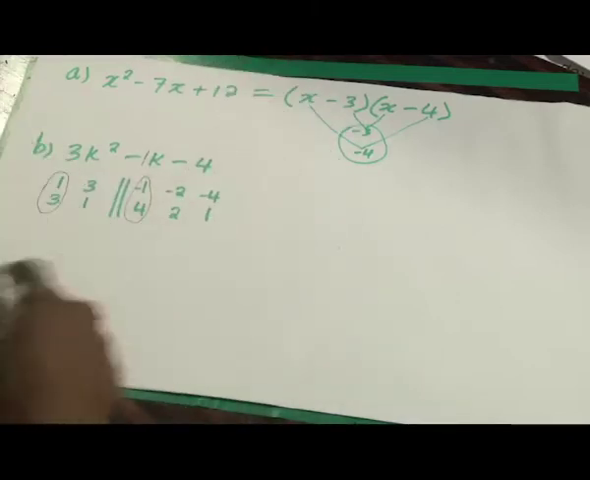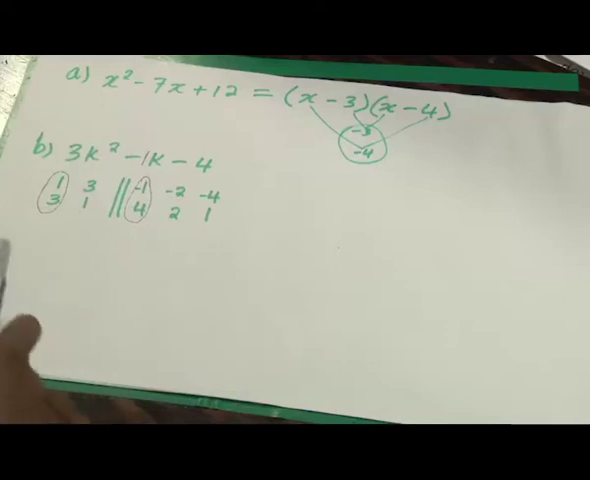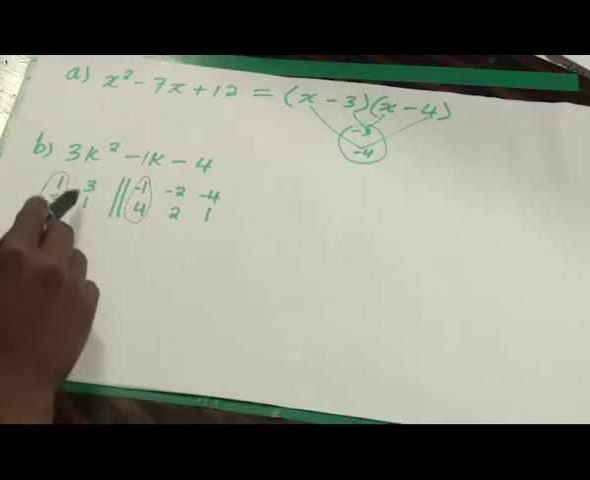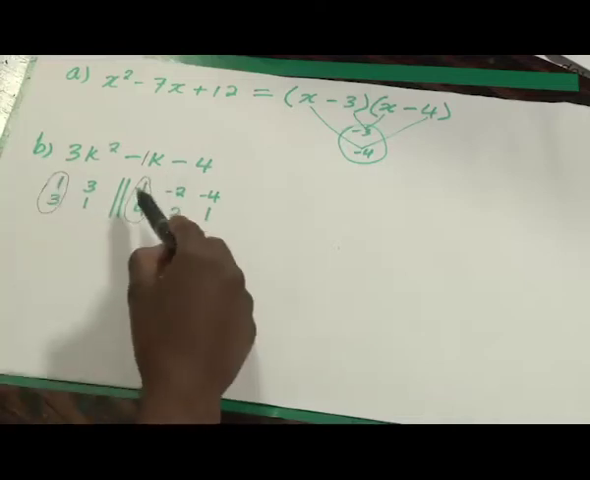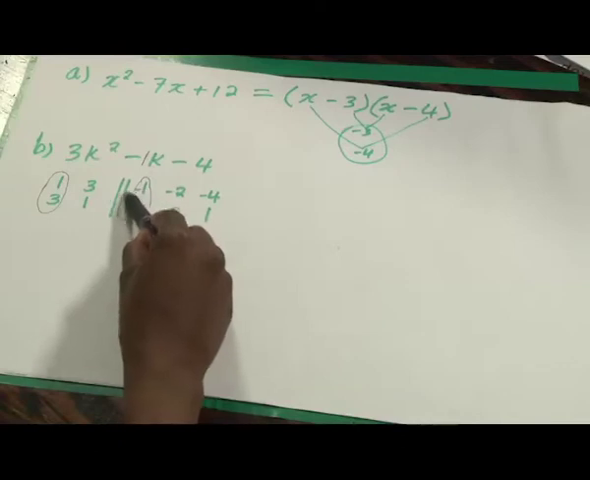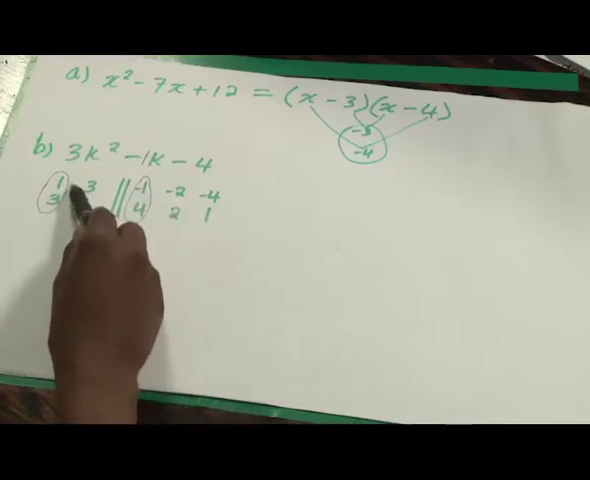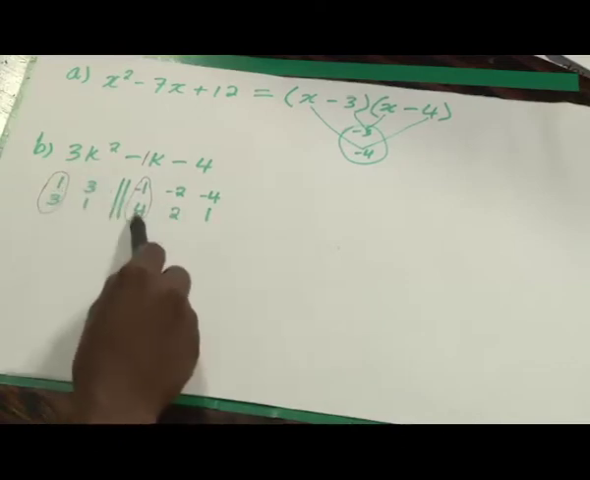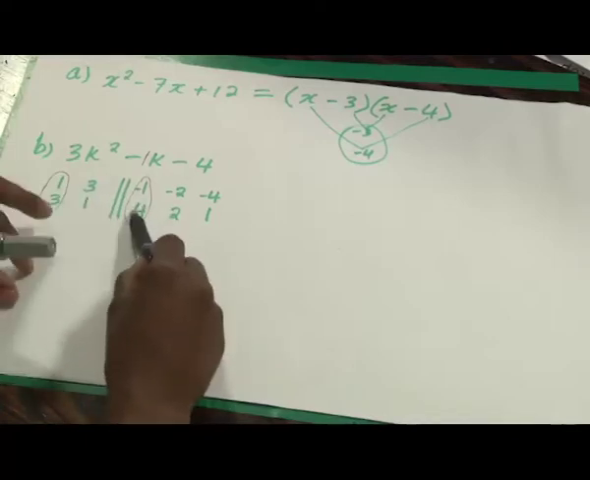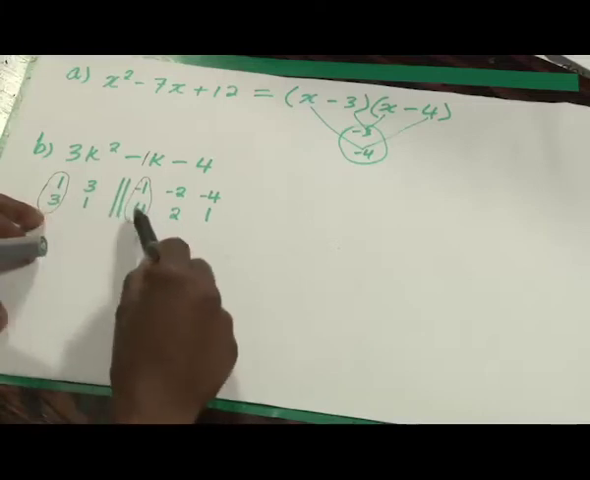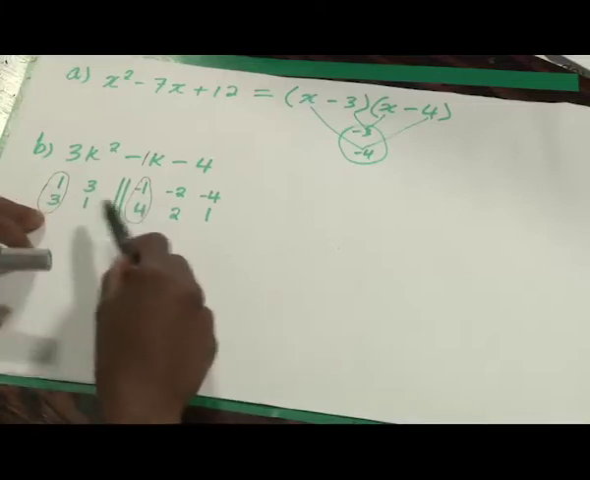Specifically, negative 1. So let's cross multiply and see what is the result that we will get. So this is 1 times 4, and this is 3 times negative 1. This is positive 4 plus negative 3. That is positive 1. Therefore, this is not the right combination that we need.